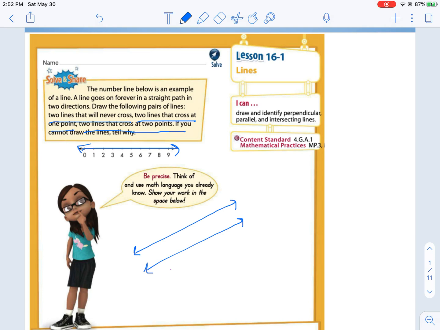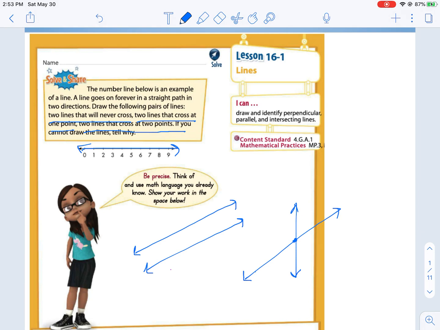Then the next thing it asked me to do was two lines that cross at 2 points, and the other one was two lines that cross at 1 point. So let's try two lines that cross at 1 point. We're going to draw them. There's my line, and they have to cross at some point. So I'm just going to draw this right here. And so we have a point where they crossed right there. And these are called intersecting lines, lines that cross.